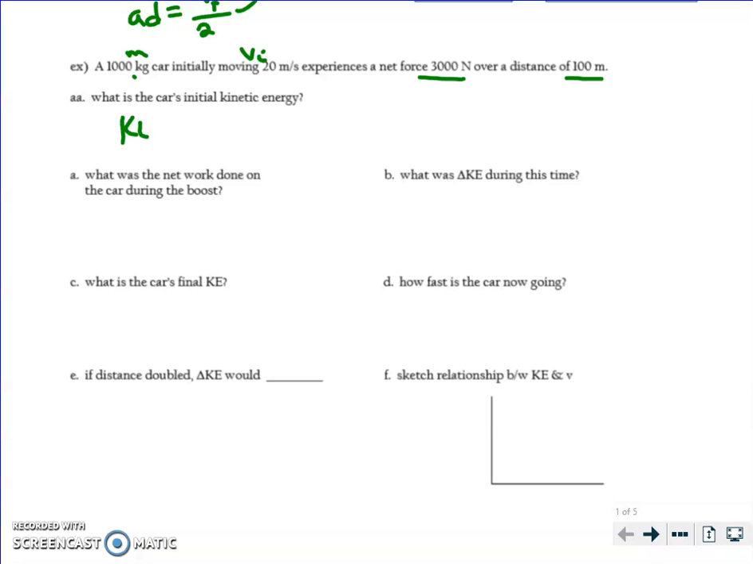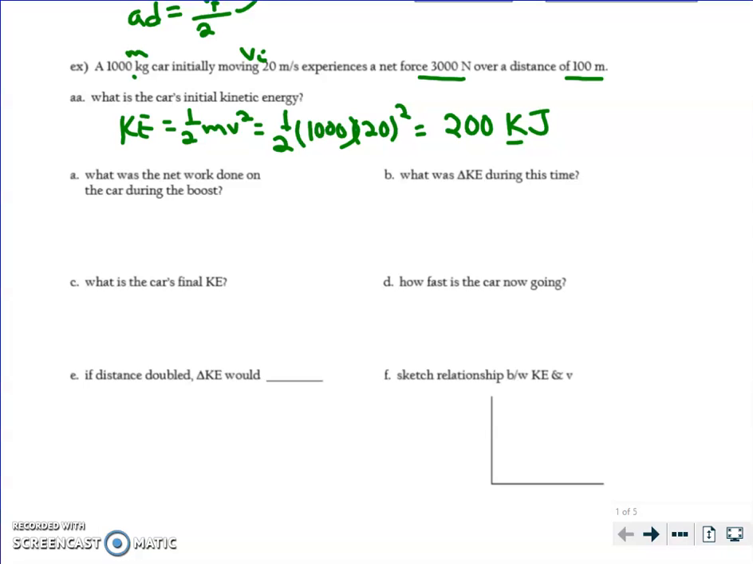Okay, that's pretty straightforward. KE is 1/2 mv squared. So we've got 1/2 of 1,000 times, and don't forget to square the velocity. Okay, so I think I can do this in my head. This is 400,000. Half of that is 200,000. So I'm going to put in 200 kilojoules, 200,000 joules of energy. Okay, that's just a convenient way of writing it.